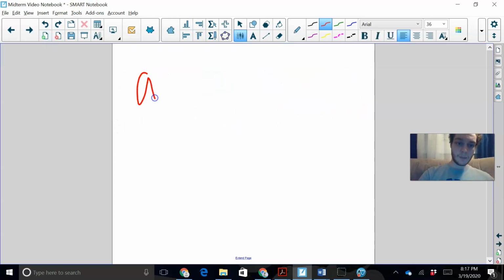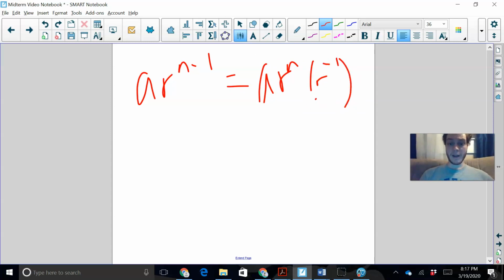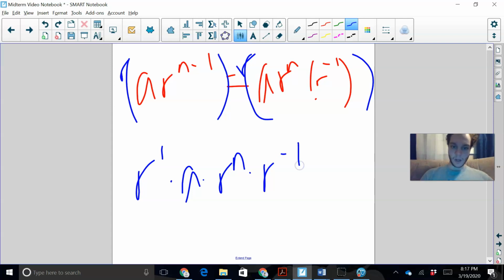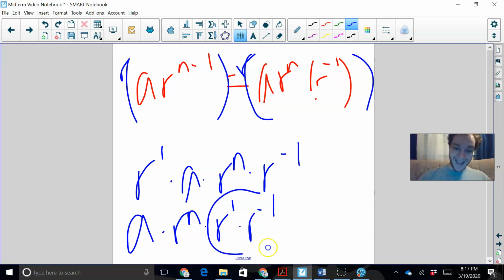The last term in the blue was a times r to the n minus 1. I can rewrite this as a times r to the n times r to the negative 1 by my rules of exponents. If I take this whole thing now, like I was doing the second line, and multiply by my ratio, I get r to the first times a times r to the n times r to the negative 1. By the associative property, I can rewrite this as a times r to the n times r to the 1 times r to the negative 1. By rules of exponents, I can add these two together to get r to the 0. Anything to 0 is 1. This whole thing just becomes a times r to the n.